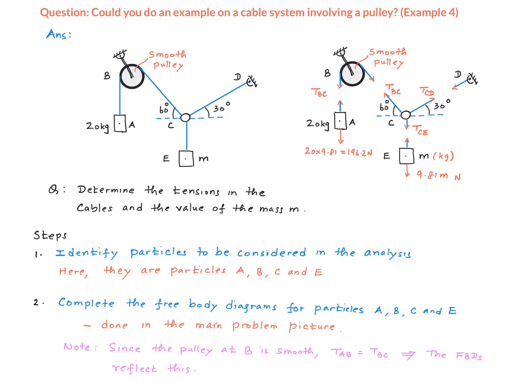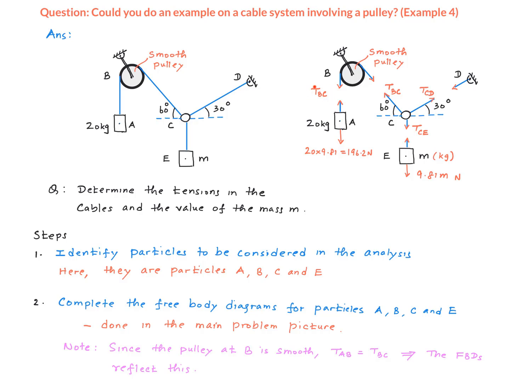Firstly, assuming that the mass m is in kilograms, the weight associated with that would be mg, right? Since g is 9.81 meters per second squared, the weight would be 9.81 times m Newtons. Secondly, since the pulley is smooth, the tension on the cable that goes around the pulley remains the same. And therefore, TBC and TAB, that's the tension in this cable, are equal to each other. So my free body diagram already reflects that.